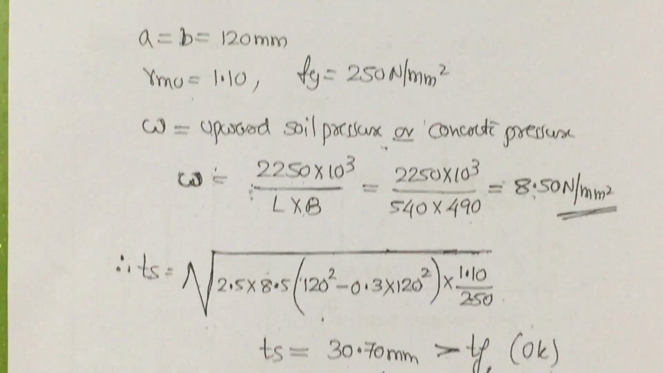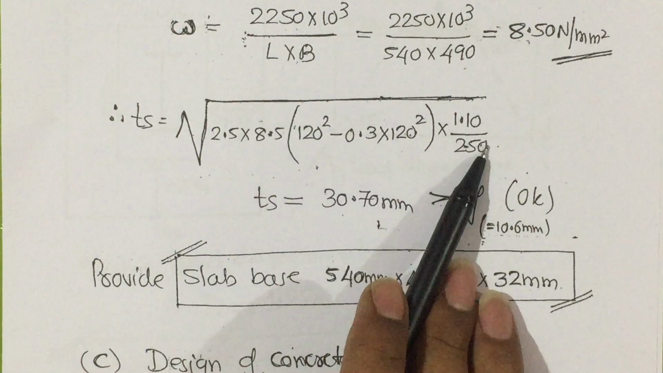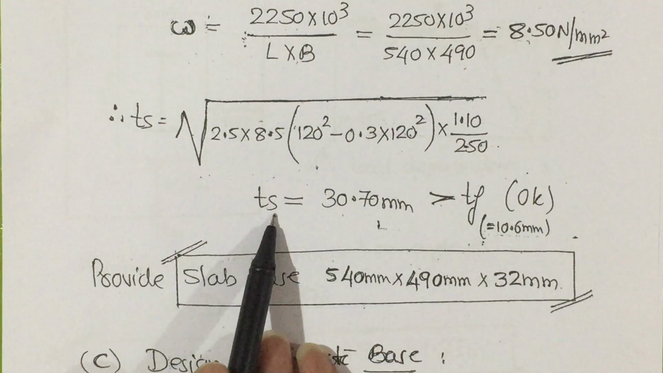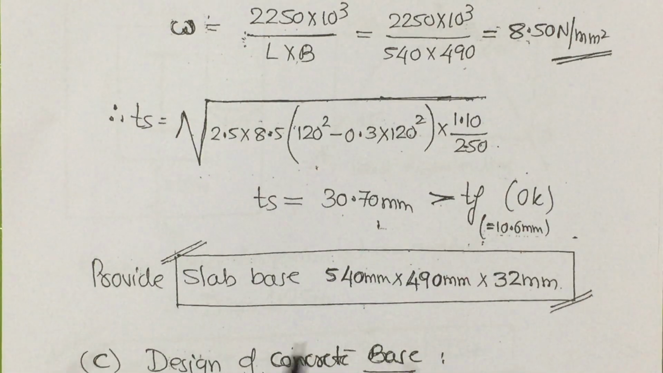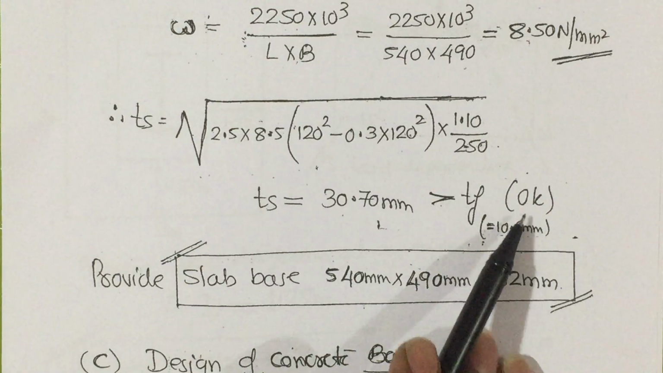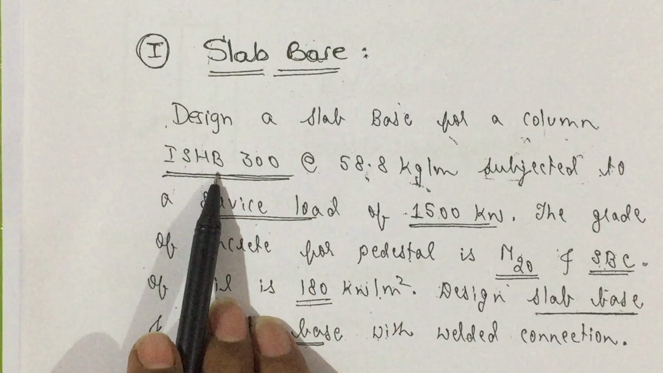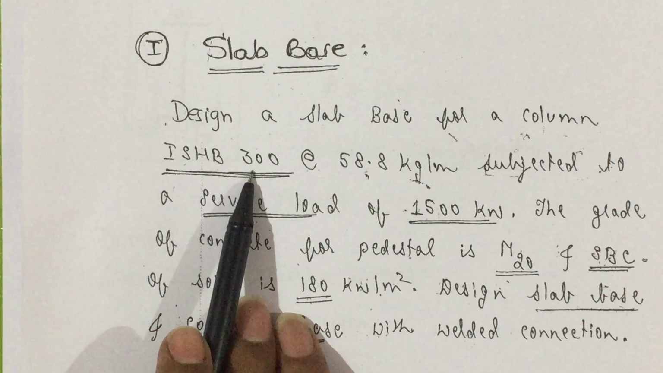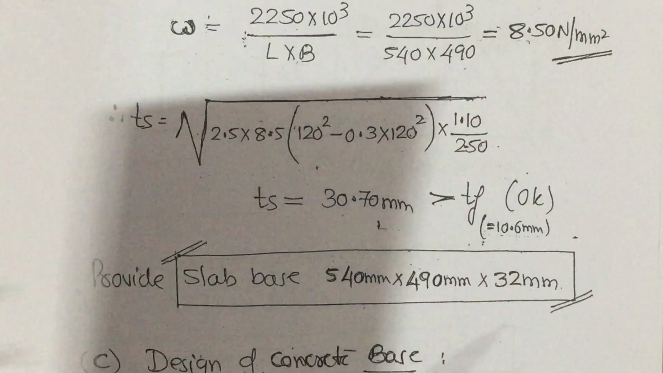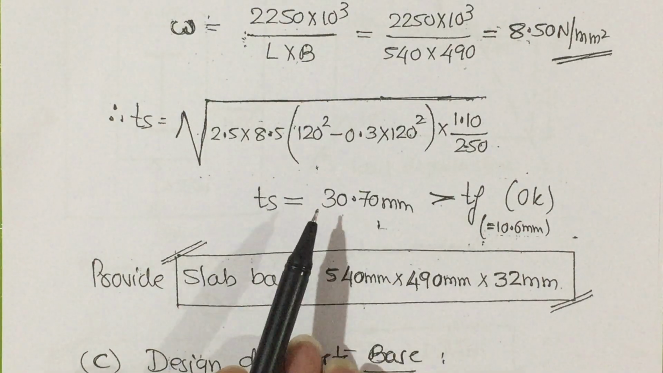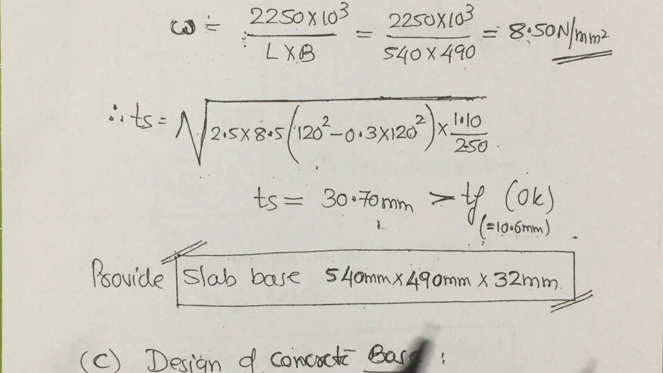Therefore, the thickness of the slab base is given by the formula. Substitute all the values, where we got Ts as 30.7 mm, and it is more than the thickness of the flange, that is 10.6 mm, therefore ok. How do you get to know? Here it is given as ISHB 300. If you look into the steel table, you are going to get Tf, the thickness of the flange, that is 10.6 mm. Whatever value we got, the slab base thickness is greater than the Tf, therefore it is ok.